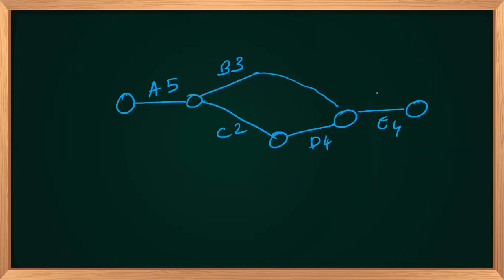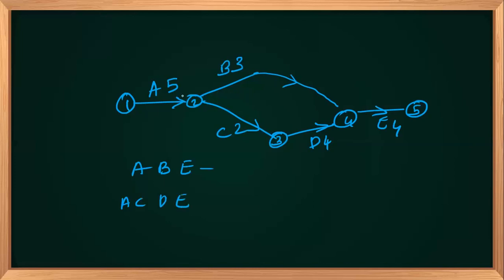We have the network, right? So if I number 1, 2, 3, 4, 5, then 1 to 5 is our network. How many possible paths are there? So, these arrow marks. One is A, B, E. Second is A, C, D, E.